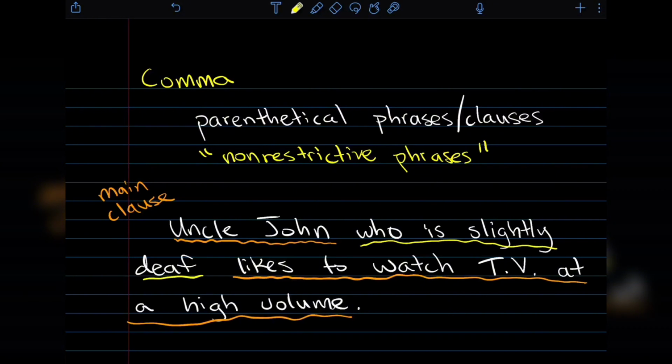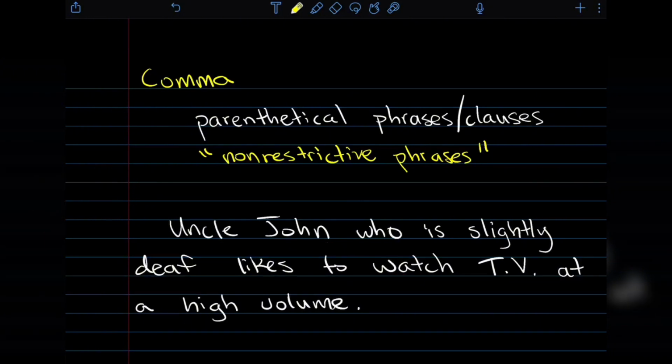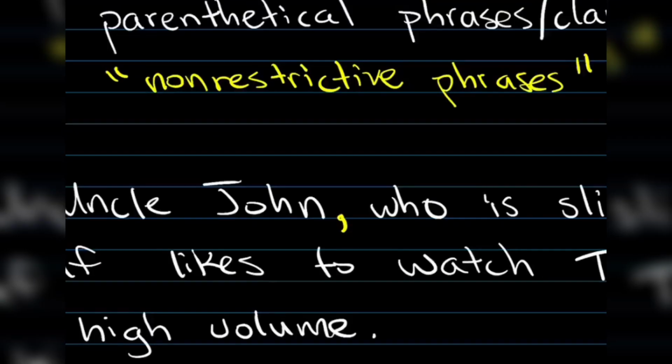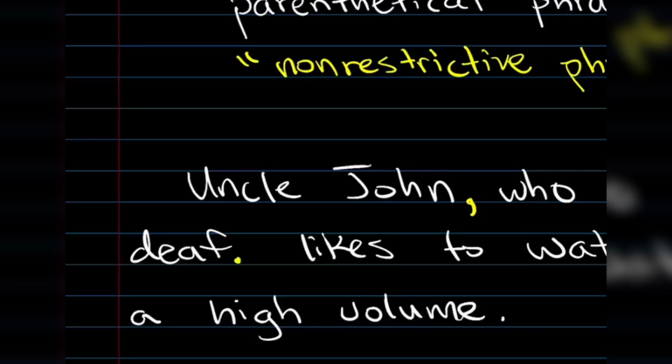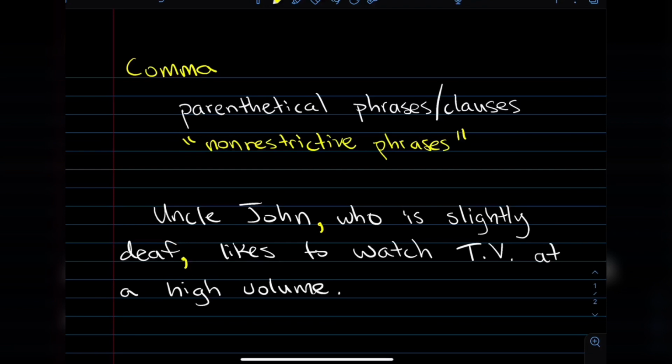So note that the main clause would function just fine as a grammatical sentence without the parenthetical, but the parenthetical serves to add additional information that might be of interest to the reader. In this case, for instance, that information explains why Uncle John likes to watch the TV at a high volume. And so, as is, this would not be grammatical. I would need two commas, one here: Uncle John, comma, who is slightly deaf, comma, likes to watch TV at a high volume. Now, this is a non-restrictive phrase.